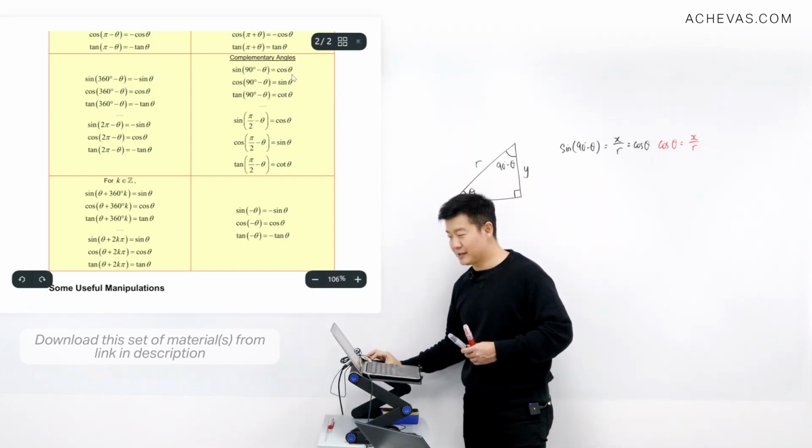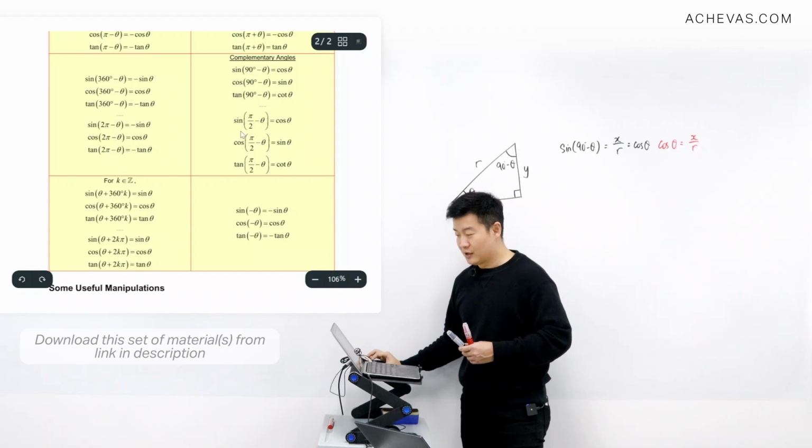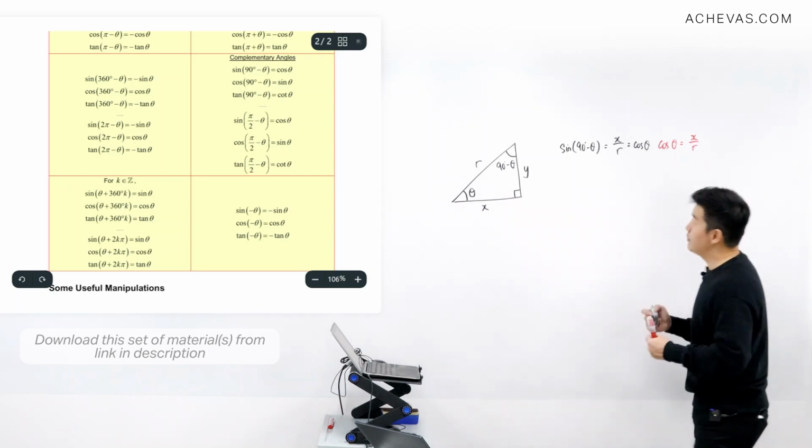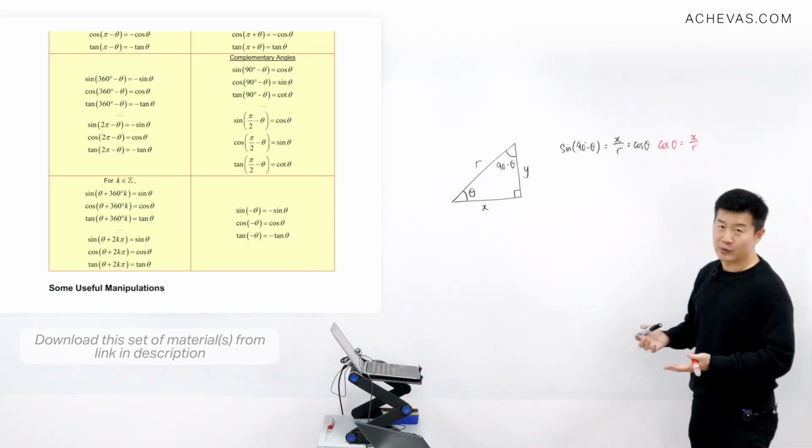Sine of 90 degrees minus theta is cosine theta, or if it is in radians, sine of pi over 2 minus theta radians, pi over 2 is 90 degrees, sine of pi over 2 minus theta radians is equal to cosine theta. We can make use of the same strategy to prove the rest.